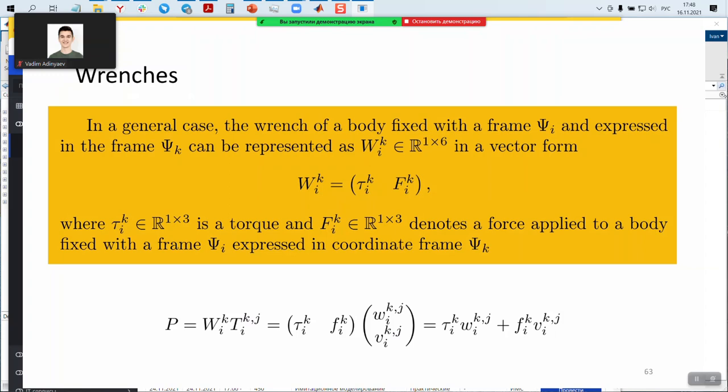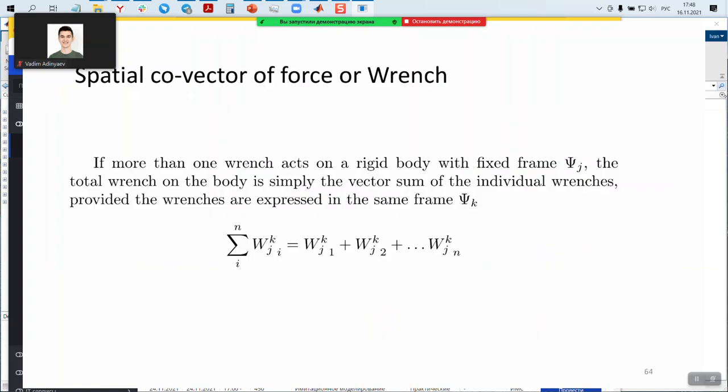And here, if you remember our previous lectures, the twist T is nothing else but a flow, and the wrench is the effort, such that you can multiply flow with effort and you will get a scalar power P. Great, yes. And with wrenches, you can sum them just as scalars.